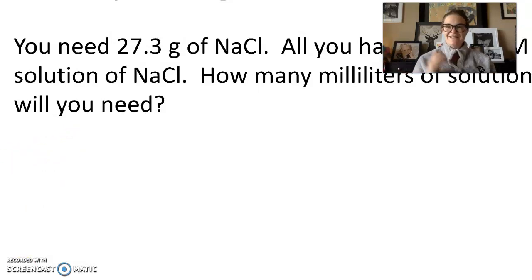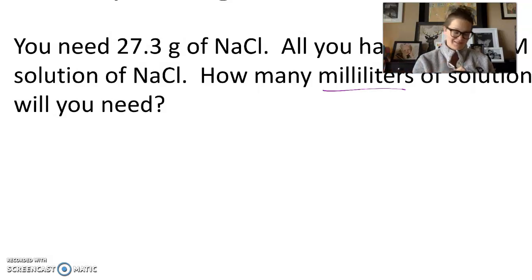Okay. I need 27.3 grams, and all I have to work with is a 0.15 molar solution of NaCl. So the question is asking how many milliliters of that solution I need to grab in order to make sure that I have 27.3 grams of just NaCl. So really what I'm going to be solving for is moles.